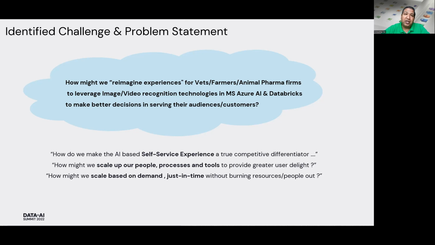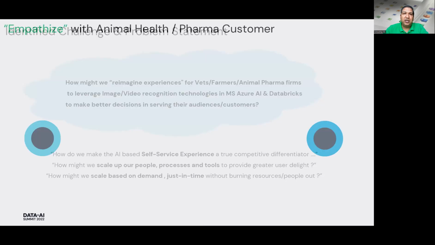You can also look at the challenge from other angles, from a design thinking angle. How can we improve the self-service experience for these farmers or vets? How can we scale up these people, process, and tools? How do we generate delight in this industry, customer delight? And scaling up on demand at the right time, just in time, is really critical. So we can look at this problem from different angles. Today, we'll focus more on the experience using these technologies.